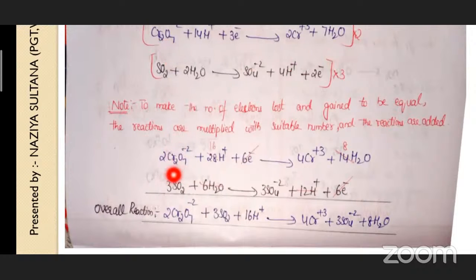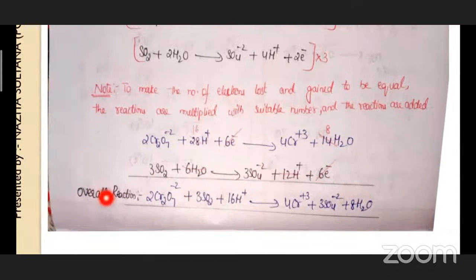After multiplying, we'll be getting 2 Cr2O7 2-, 28H plus, 6 electrons. We have to cancel off the terms which are common on the reactant and product sides. 6 electrons on the reactant side and 6 electrons on the product side have to be cancelled. See the water molecules: here 14 water molecules, and here 6 water molecules. If you remove 6 from 14, it would be 8. Then see the hydrogen ions: here 28 hydrogen ions, here 12. If you remove 12 from 28, 16 would be remaining. So this is the final balanced equation.